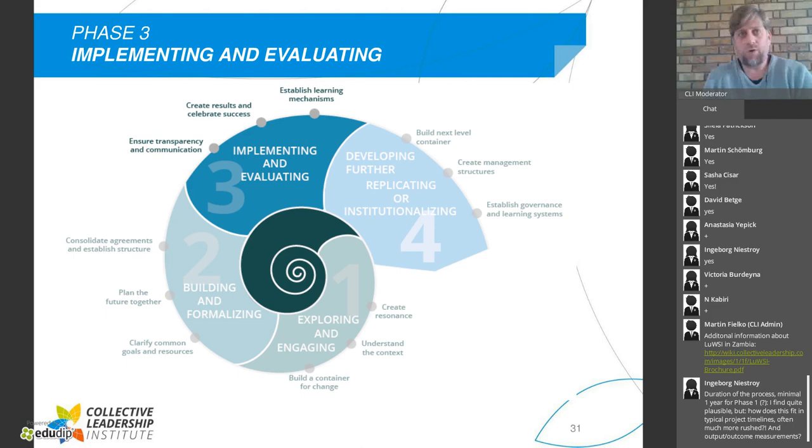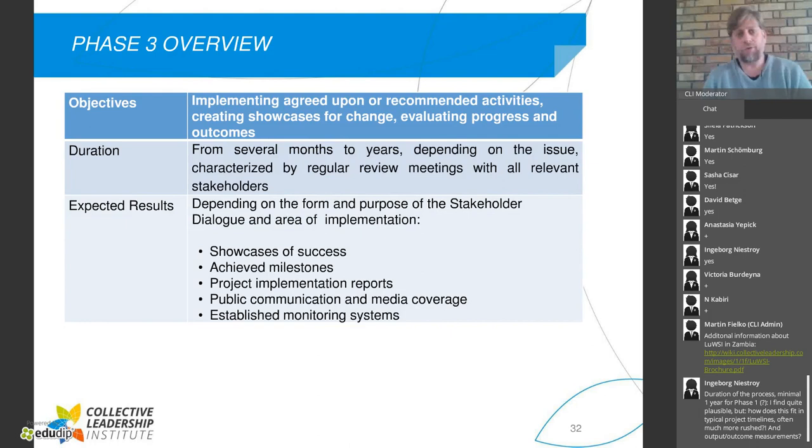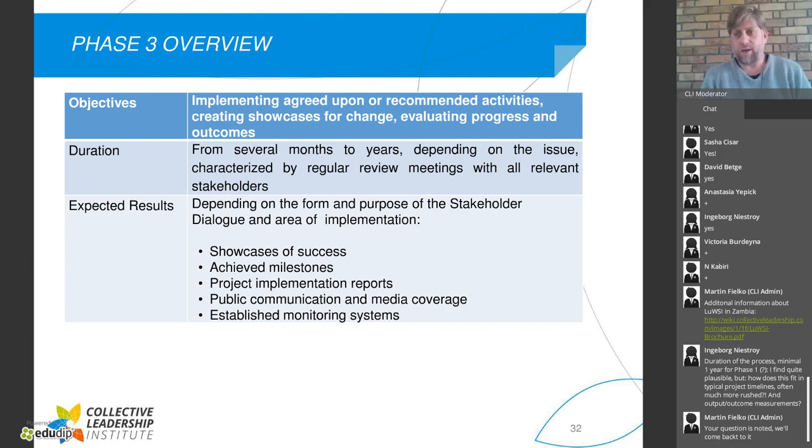All right, give you a little bit more walkthrough. In phase three, we're implementing what we've agreed upon in phase two. We're also showing off what we've done and evaluating what it is that we've done. So hopefully we will have set some standards, some benchmarks, and it's important that in the implementation phase we're trying to meet those standards that we've set. This can take, depending on what the project or initiative is, several months to many years.